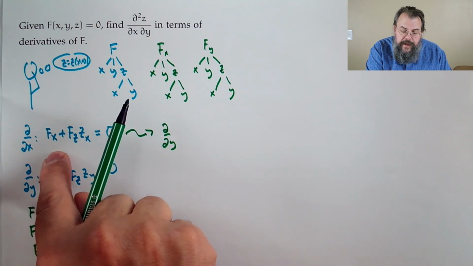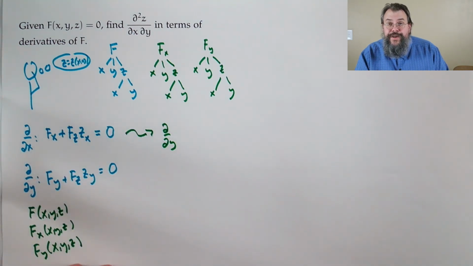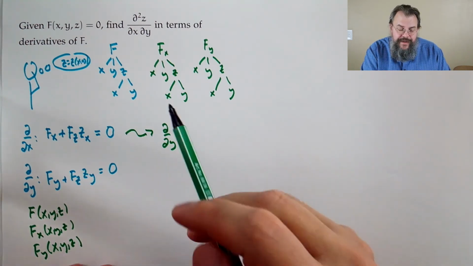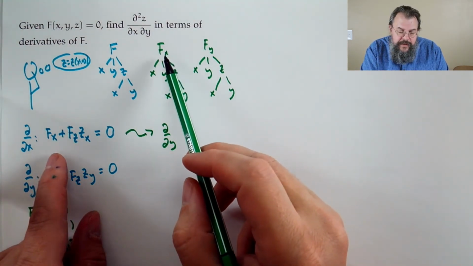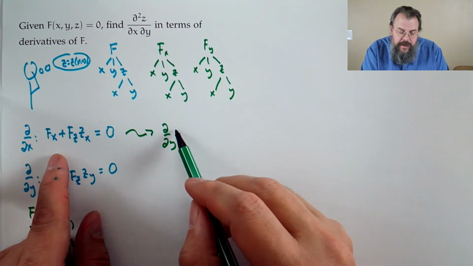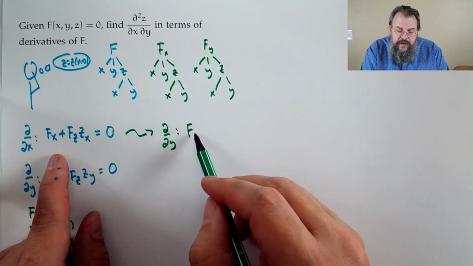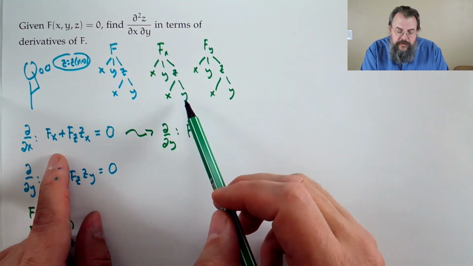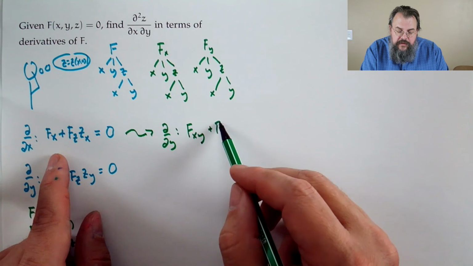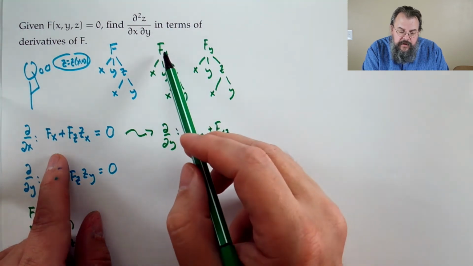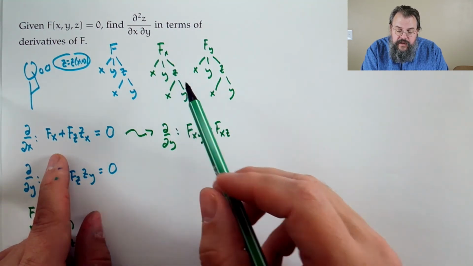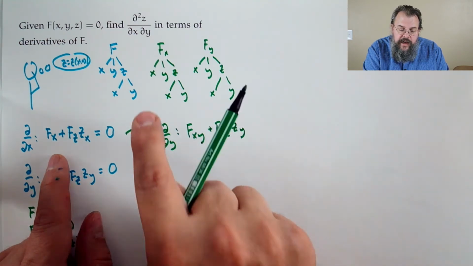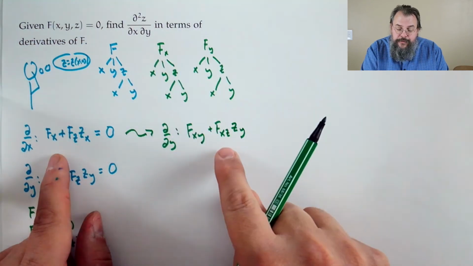So f sub x, where does y show up? Shows up in two places. So we're going to have the derivative of f sub x with respect to y, which is f x y. And then we're going to have, going down, plus f x z. In other words, I'm taking f sub x, take the derivative with respect to z, times z y. So that's the derivative of f sub x with respect to y.